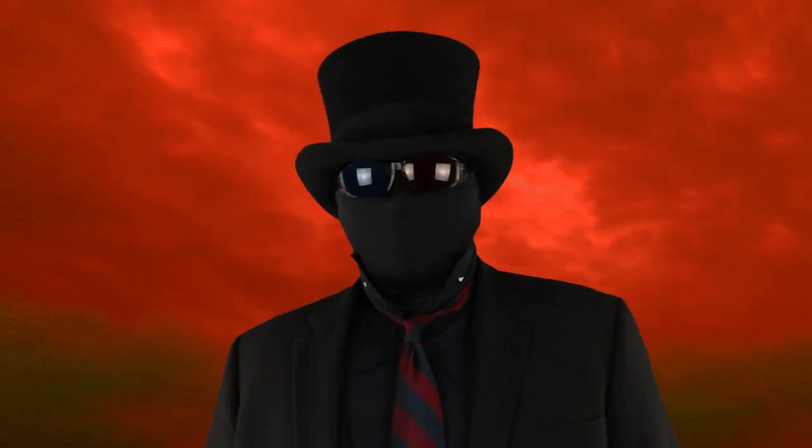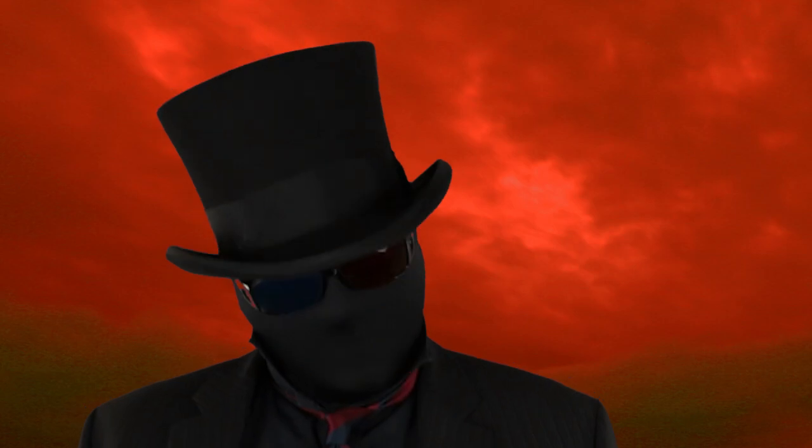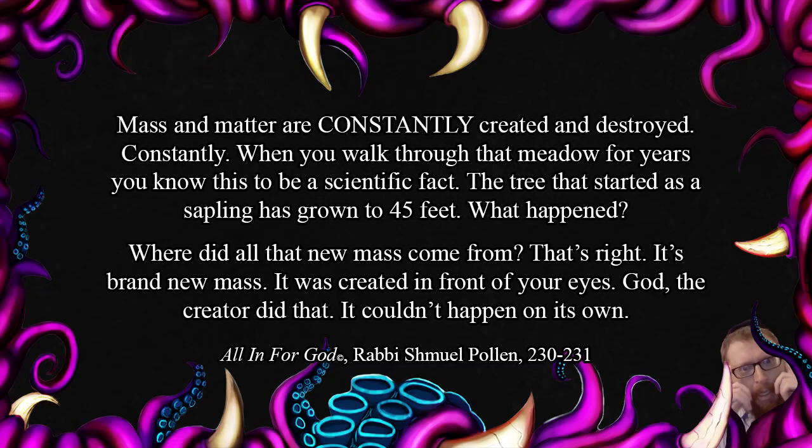Alright, now let's get past this boring Sinai stuff and get back to something fun. Mass and matter are constantly created and destroyed. Constantly. When you walk through that meadow for years, you know this to be a scientific fact. The tree that started as a sapling has grown to 45 feet. What happened? Where did all that new mass come from?